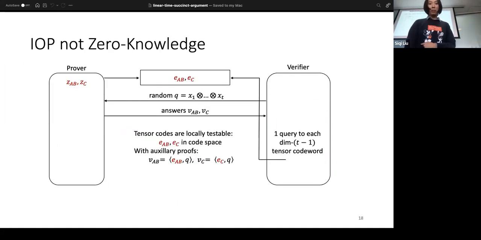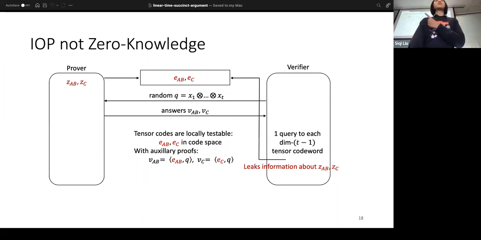Okay, since this probably doesn't mean much, I will just go through it quickly. So this IOP, I want to note that it's not zero knowledge because of the following reason. When we make queries to the EAB and EC, the verifier is potentially learning information about the witness W, because witness W is used in computing this VAB and DC. And when we're doing the encoding, the information is still there in the code words. It's possible that the step of querying really tells the verifier something about the witness.